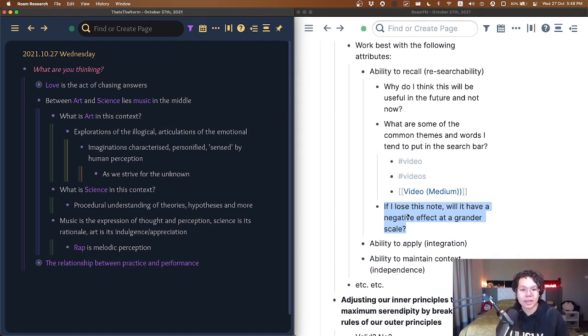And since I believe that it would have a negative effect if I lose it, then I should do my best to articulate as much as possible, and even page specific points, so that even if I do lose it in the stream of time, maybe 20 years later, I can still look back at the art page, for example, or the science page, or the music page, so that I can resurface this once again.